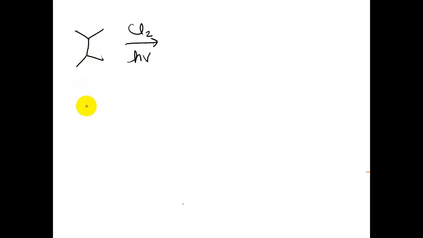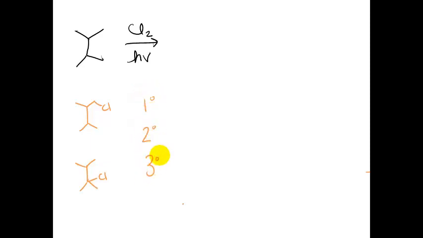If we were to draw the possible product, this would be one, this would be the other. The first one represents the substitution of a primary hydrogen with a chlorine, and the second one represents the substitution of a tertiary hydrogen with a chlorine. So here's primary, there are no secondary, and here's tertiary.